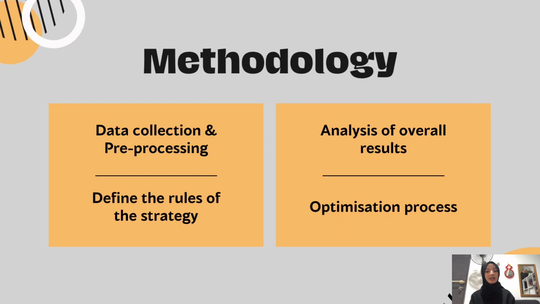Next slide on methodology. Here I will briefly mention the 4 processes in my methodology. First is the data collection and pre-processing, following with defining the rules of the strategy, and then analyzing the overall result. Lastly, optimization process. A more in-depth of each processes will be explained in chapter 3.